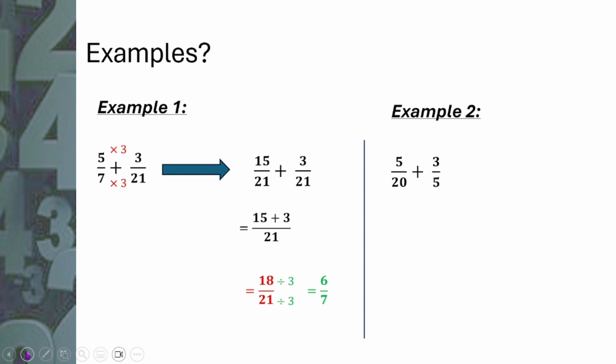Example 2. We've got 5 over 20 plus 3 over 5. So I only have one option here. I cannot divide the first fraction by 4 because, whilst that will give me 5 at the bottom, I cannot do 5 divided by 4 and still have a whole number. So that's out of the question. So I turn my attention to the second fraction and I multiply this by 4 instead.